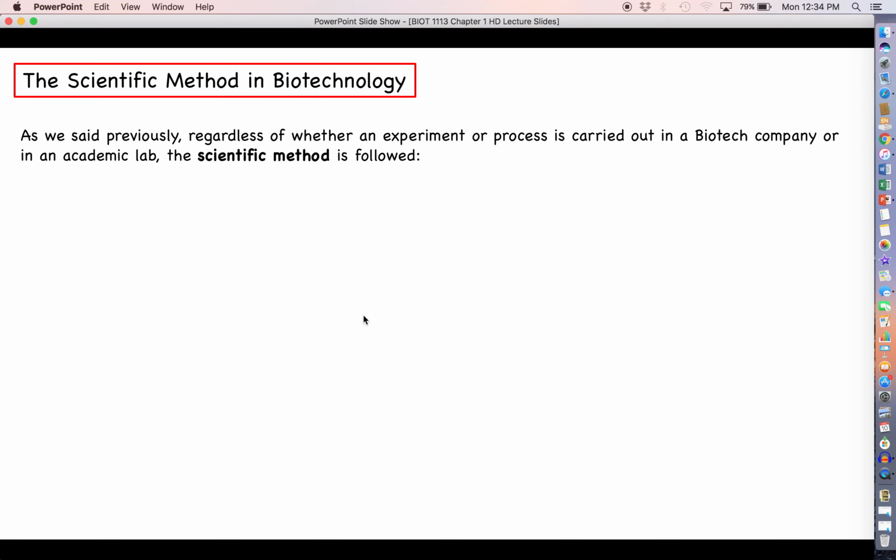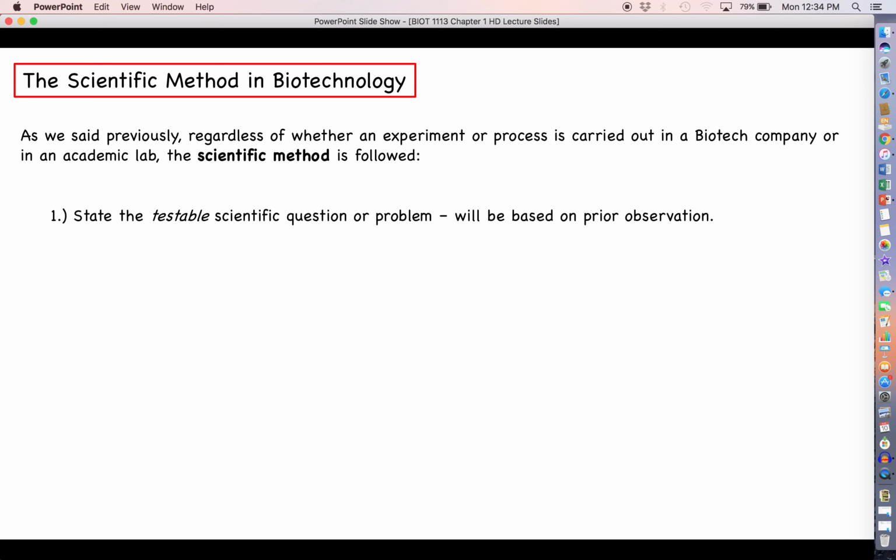So we talked about this previously, but regardless of whether an experiment or some production process is being carried out at a biotech company or in an academic lab or a government lab or whatever, the scientific method is followed. So the scientific method in a nutshell is, number one, state your testable scientific question or problem. And the word testable there is very key. You don't want to pose a question that can't be answered or can't be tested, right?